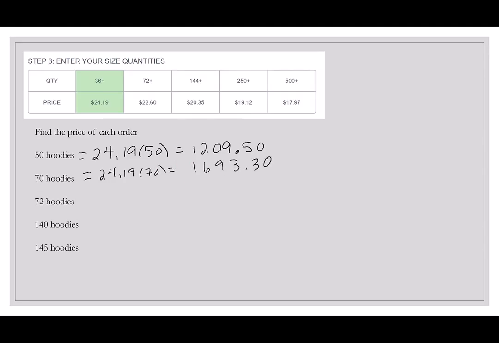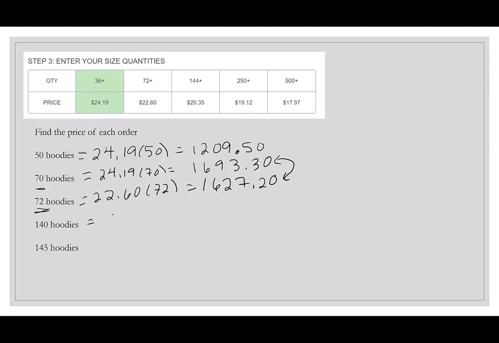So this is $1,693.30. At 72, we get a new price. It was $22.60 times 72, and the price is $1,627.20. And look what just happened. We could buy 72 hoodies for less than we can buy 70 hoodies. So it makes sense to order those couple more to get a significant savings in our order.